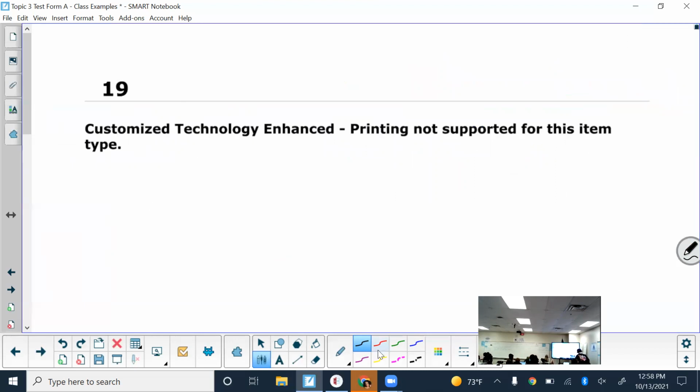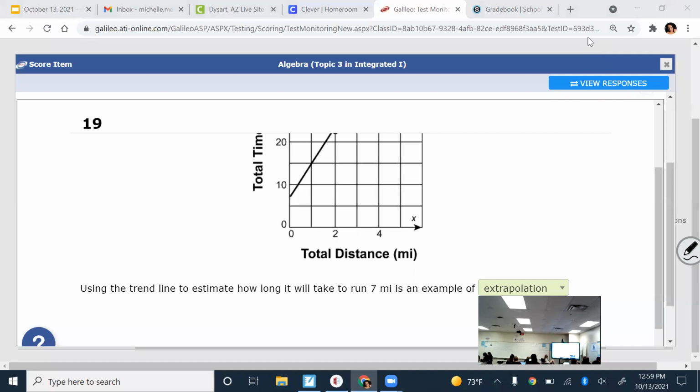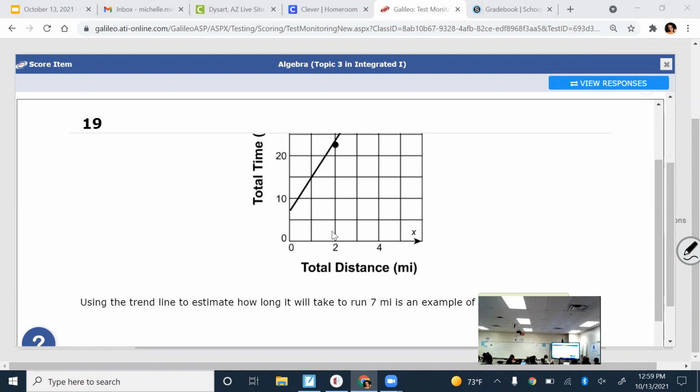Okay, so let me pull it up on Galileo. Let me pause this. In number 19, you are given a scatter plot and a trend line on it. And it says, using the trend line to estimate how long it will take to run 7 miles is an example of blank. It tells you the answer, just pretend the answer is not there. So look at where your data starts and where your data ends. So look at the picture.